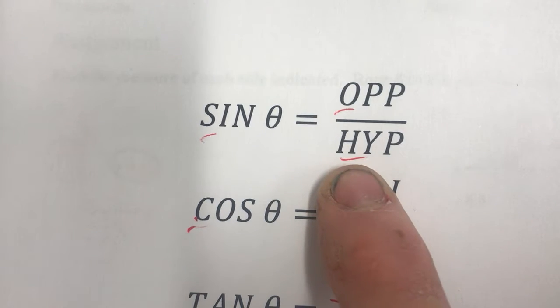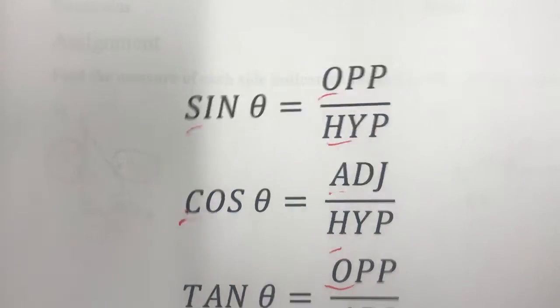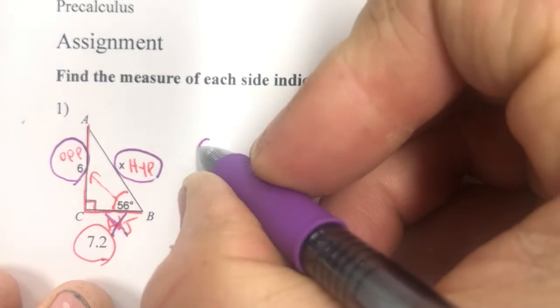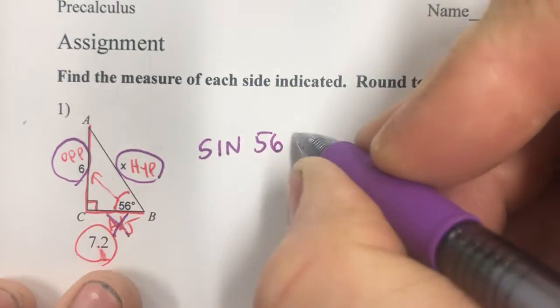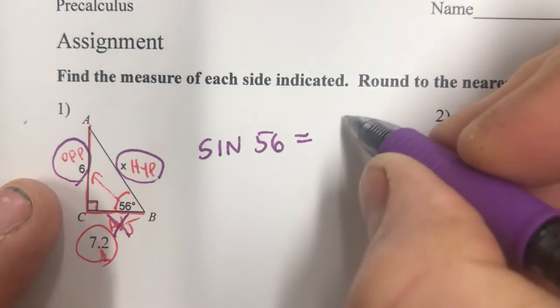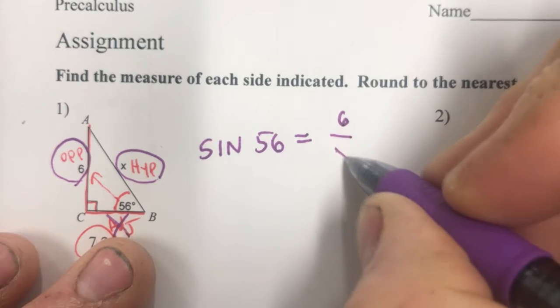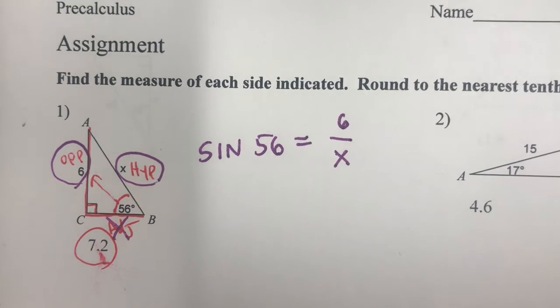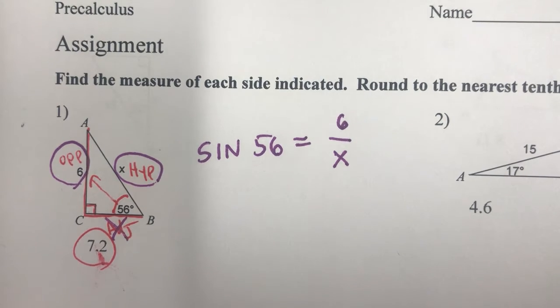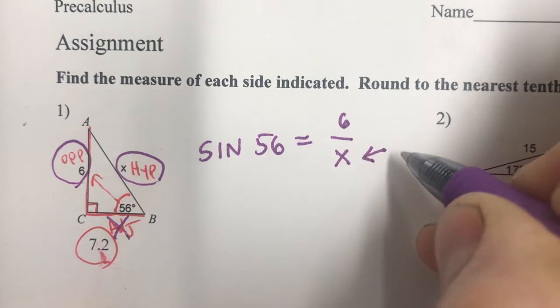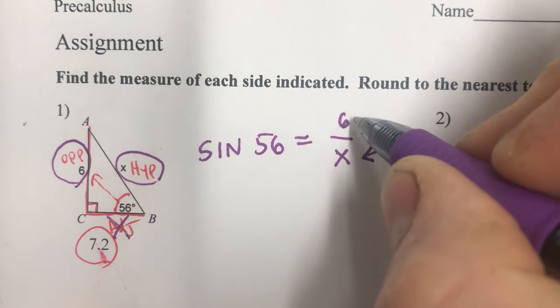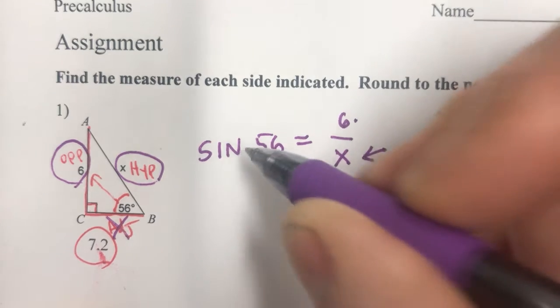All right, so if we go back to this right here, that's sine, opposite and hypotenuse. So we're going to do sine here. I'm going to set this up this way. Sine of my angle, 56, equals the opposite, which is 6, over the hypotenuse, which is x. So that's how I set this problem up. Now, here's what you have to do. When x is down here in the bottom, it's dividing. So you do 6 divided by sine 56.